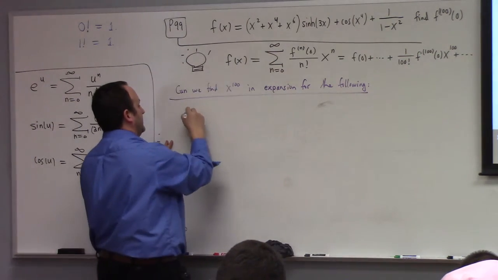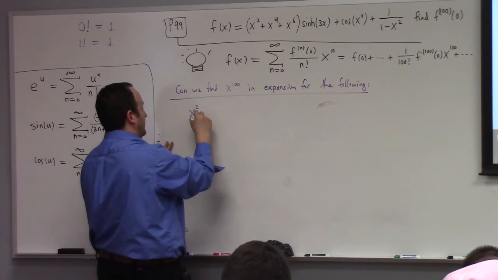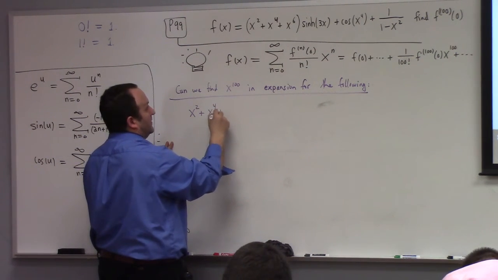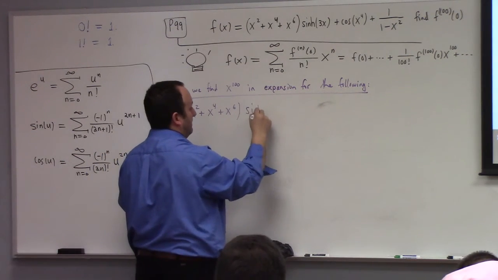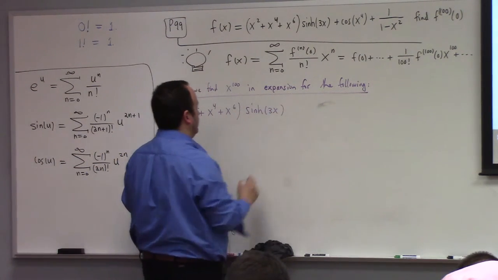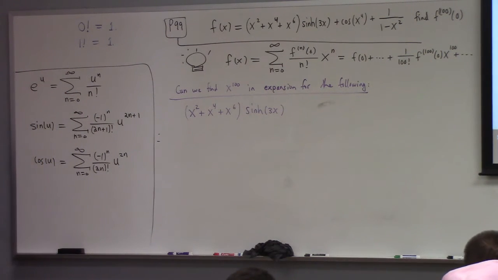Start with the first thing. If you've got x squared plus x to the 4th plus x to the 6th, times the sinh of 3x, will that have an x to the 100th power term in its power series expansion? Yes or no?